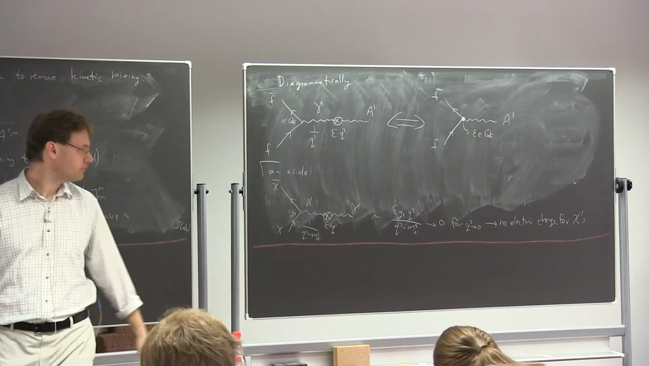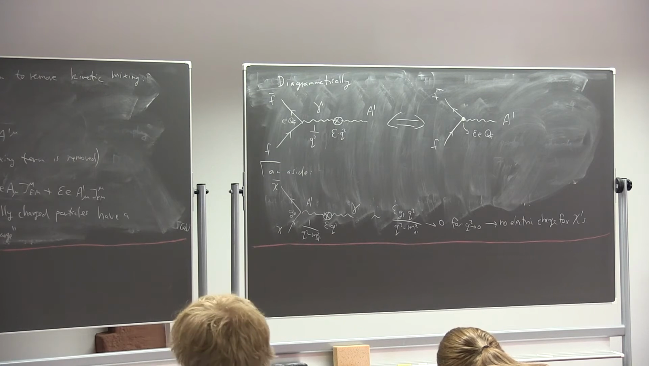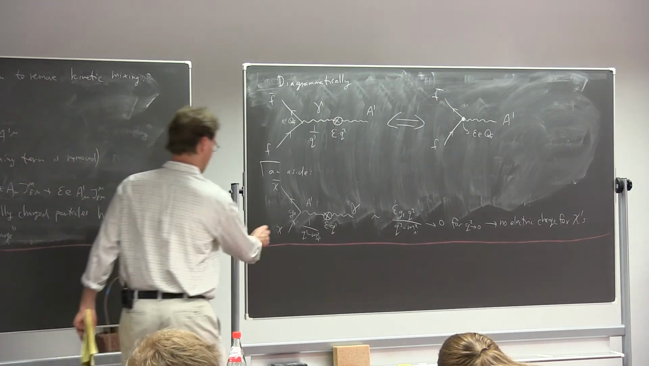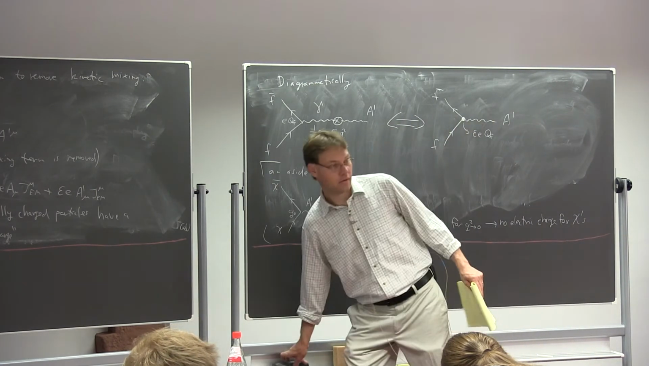And that's because the dark photon is massive. Once you make it massless, then you've got milli-charges. Of course, the massless case is interesting to consider, but we won't do that more.